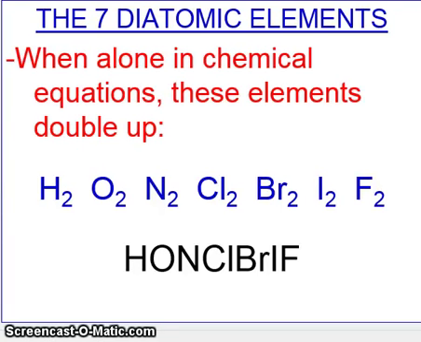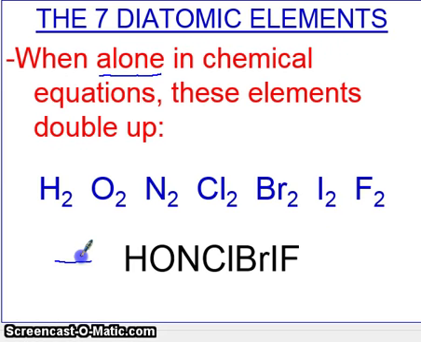This is video 2 of Unit 9, and in this video we'll talk about how to write chemical equations from scratch. The first thing we'll mention is something about the diatomic elements. Now there are 7 of them, and when these elements are alone they will double up. And the 7 are here: hydrogen, oxygen, nitrogen, chlorine, bromine, iodine, and fluorine.